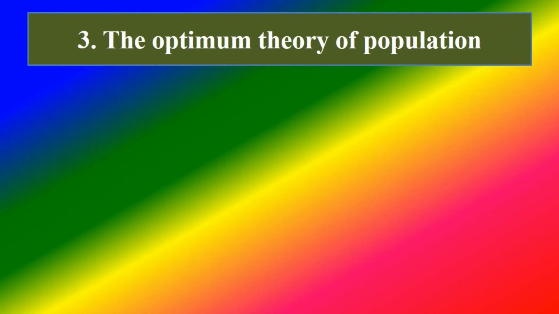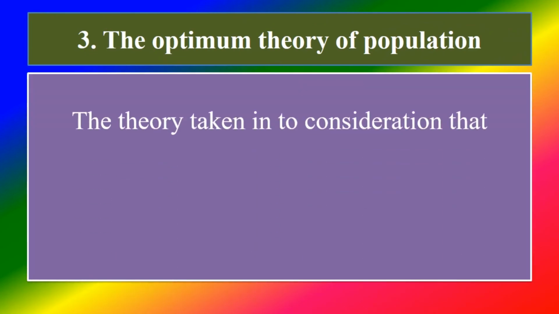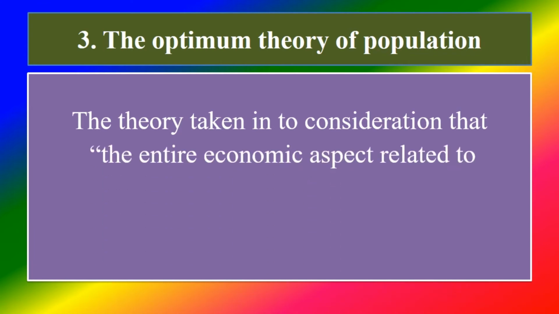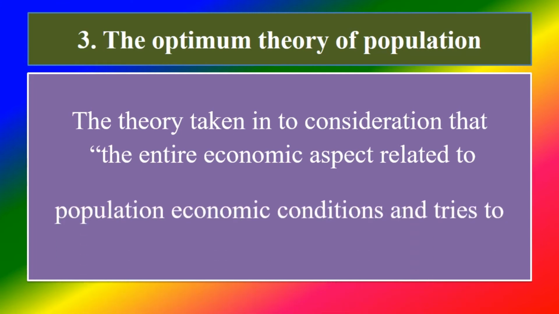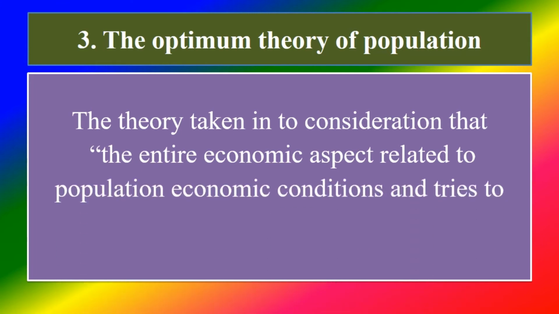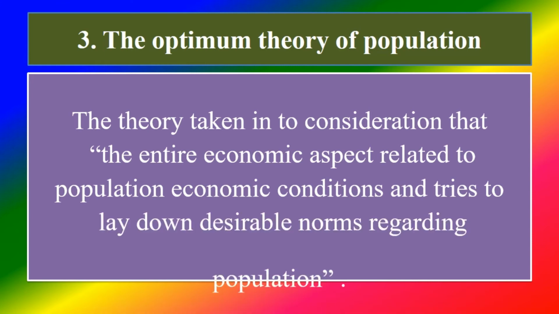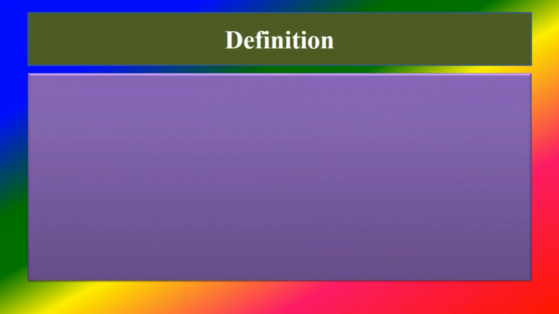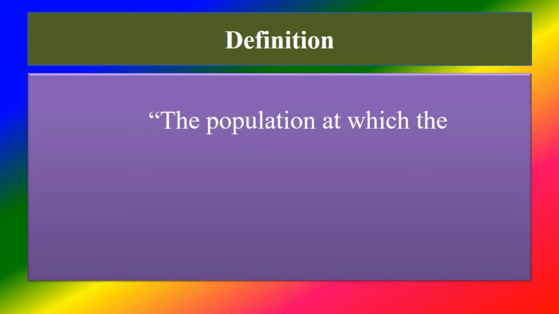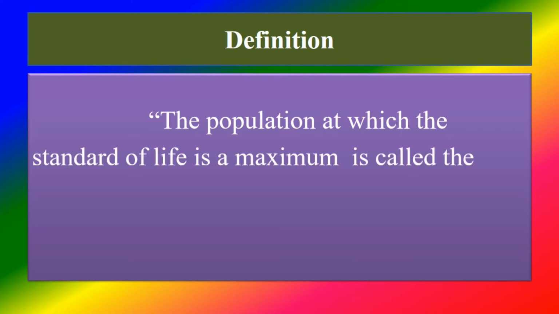Third, the optimum theory of population. The theory takes into consideration the entire economic aspect related to population and economic conditions, and lays down desirable norms regarding populations. Can you define optimum theory? The population at which the standard of life is maximum is called the optimum population.